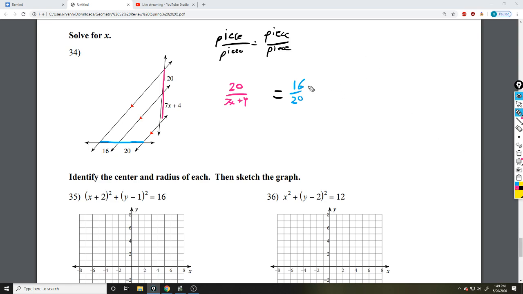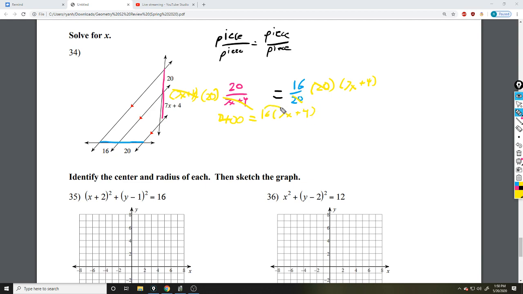Fractions, let's get rid of those. So we're going to multiply, well, 20 is on the bottom on the right side. And then on the left side, what's on the bottom? Well, that's 7x plus 4. So we're going to multiply by 7x plus 4 on both sides. So on this side, the 7x plus 4's cancel. And we get 20 times 20 is 400. Equals, on this side, the 20s cancel, and we have 16 times 7x plus 4.